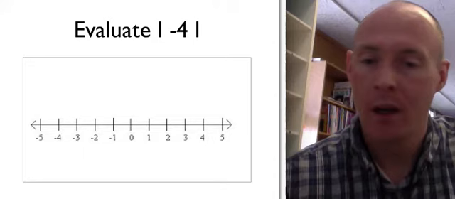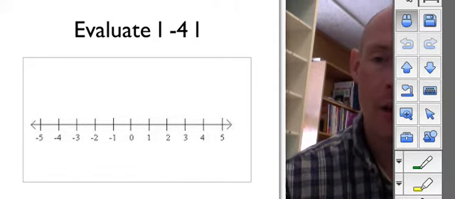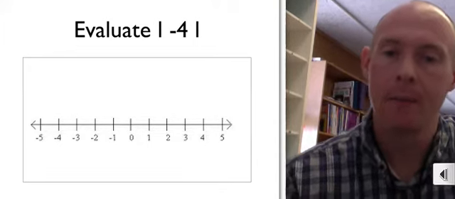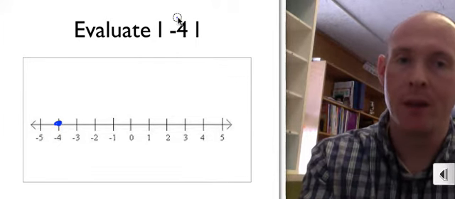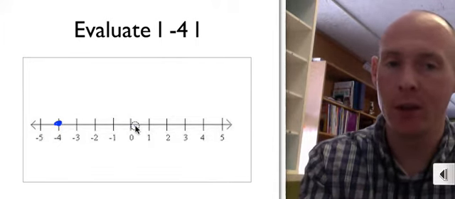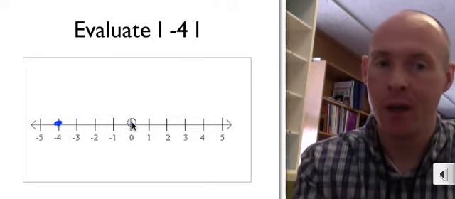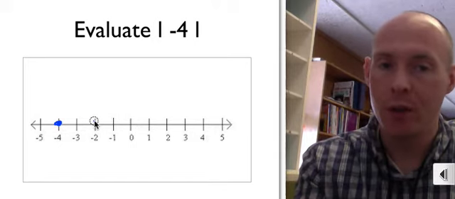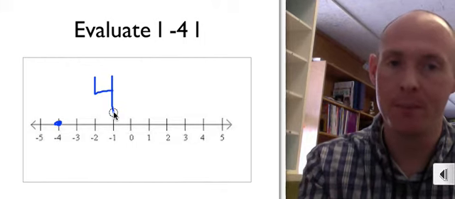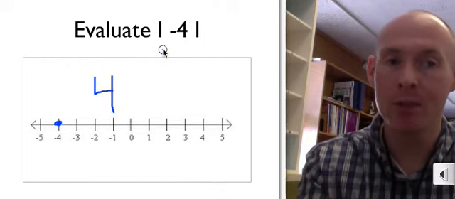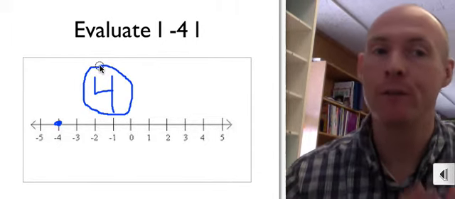Okay, let me pull up my drawing. And here. So here's negative 4, right? I'm going to mark it on my number line. Evaluate what the absolute value of negative 4 is. Remember, absolute value is how far away from 0 are you. Negative 4 is 1, 2, 3, 4. Negative 4 is 4 spaces away from 0. So what is the absolute value of negative 4? It's how far away from 0 is it? The answer is 4.